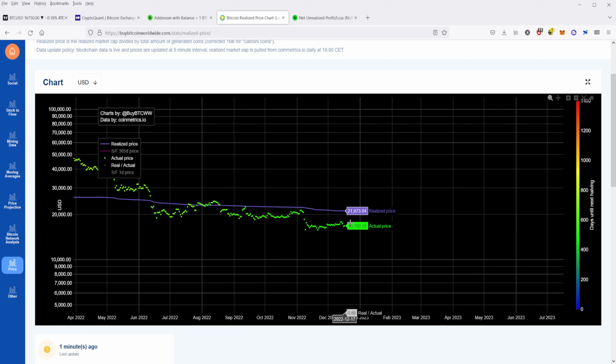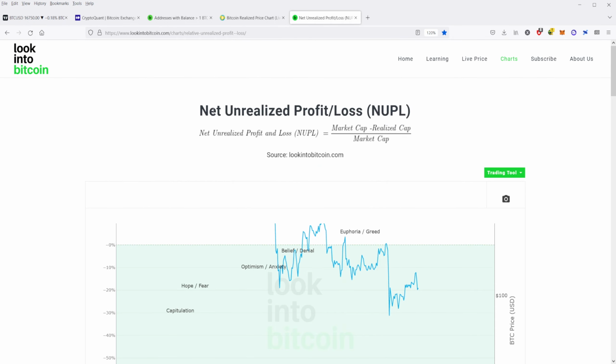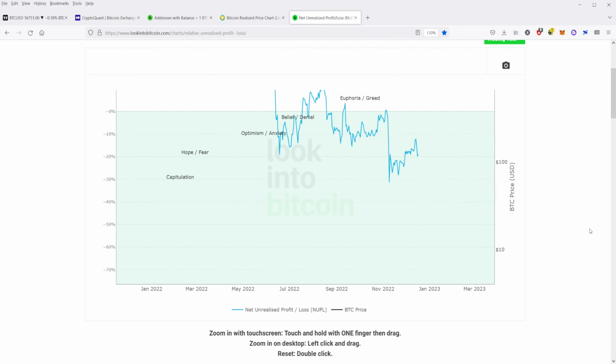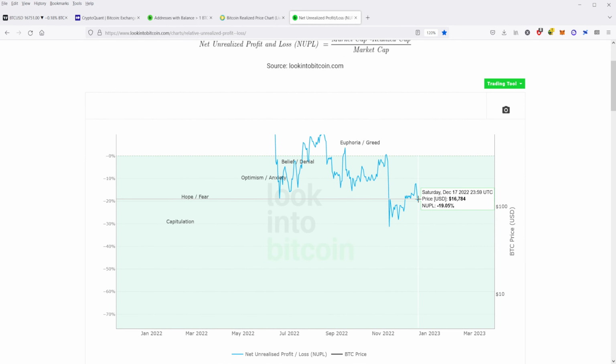Oftentimes they'll use the realized price as one of the key metrics determining whether or not Bitcoin is overvalued or undervalued. Another one I use is the net unrealized profit loss, or the NUPL levels. The NUPL levels right now are showing me that it is at negative 19%, which means there is a cumulative, or total, loss in the Bitcoin market of 19%.